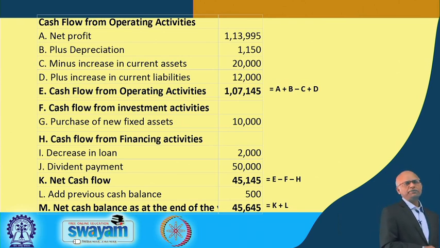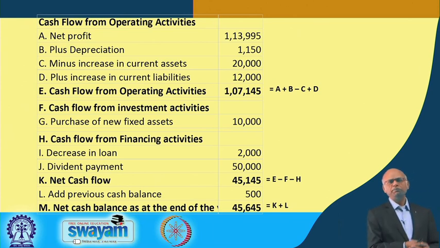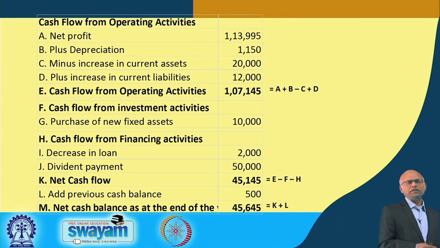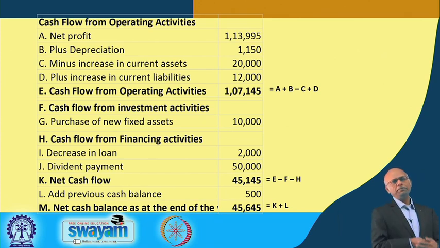Now, cash flow from investment activities, our example is very simplistic, so there is not much data. Purchase of a new fixed asset, we bought a billing machine. Whatever money we spend to buy that machine in entirety should be represented here, and this is an application of cash. So, this is a negative for the cash flow statement.